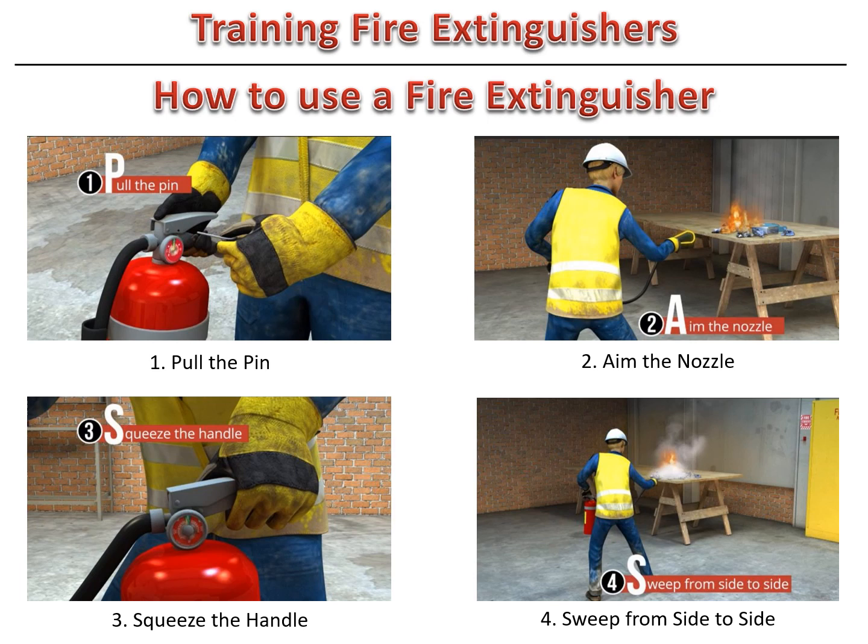How to use a fire extinguisher. 1. Pull the pin. 2. Aim the nozzle. 3. Squeeze the handle. 4. Sweep from side to side.